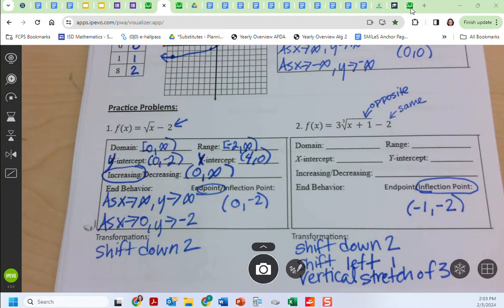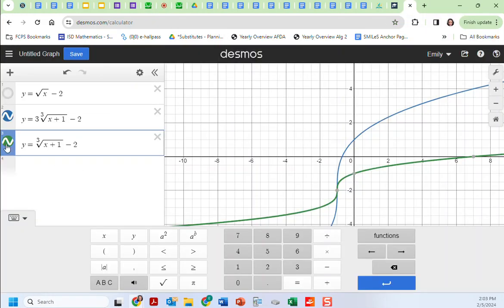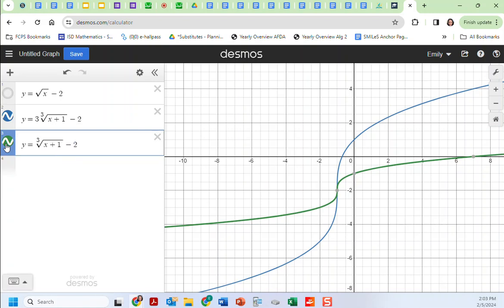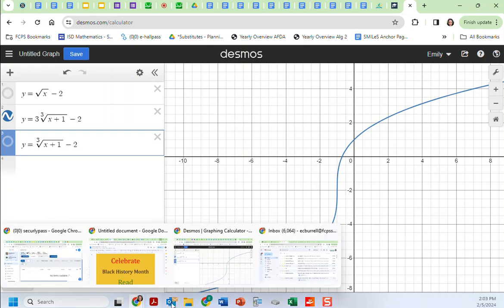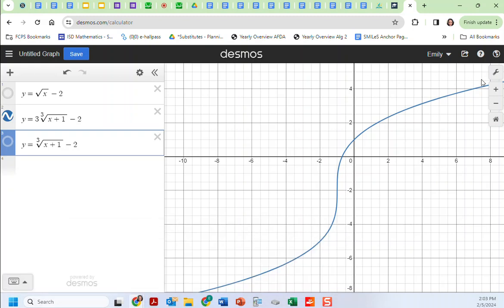Okay, let's do domain and range. I'm going to get rid of this one. So the domain starts all the way at the left at negative infinity and it continues to the right to positive infinity. And it looks like the range is the same, from the bottom, negative infinity, to the top, positive infinity.